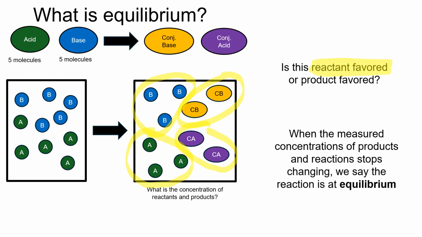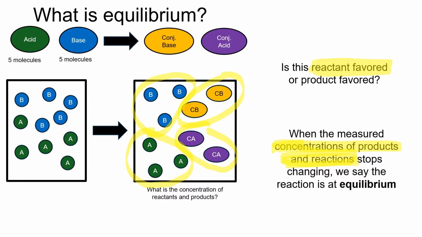But how do we know if something is at equilibrium or not, right? We can only claim something to be reactant favored or product favored when we're at equilibrium. Well, what does that mean? Is it a time? What is equilibrium? Equilibrium is defined as when the concentration of products and reactants stops changing.